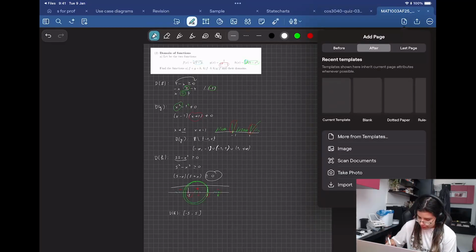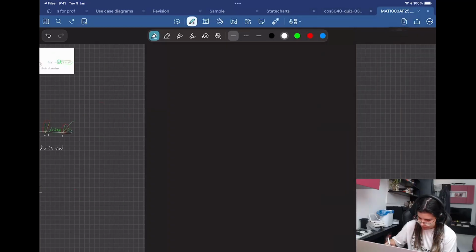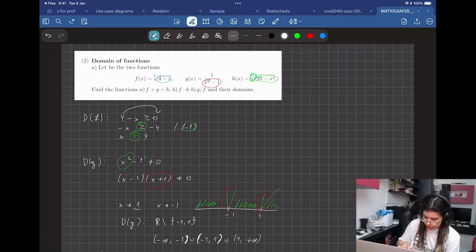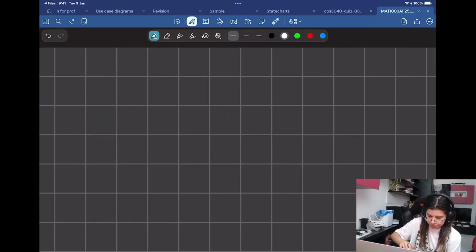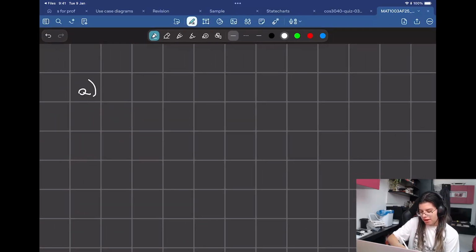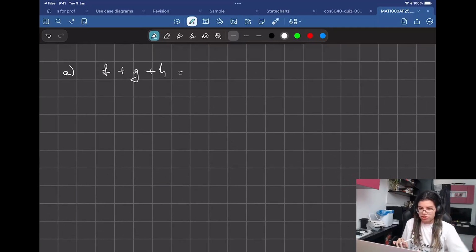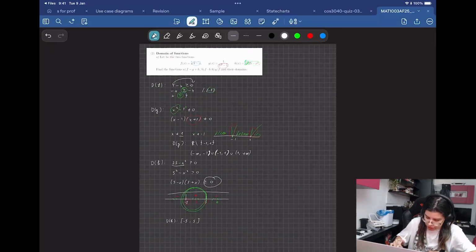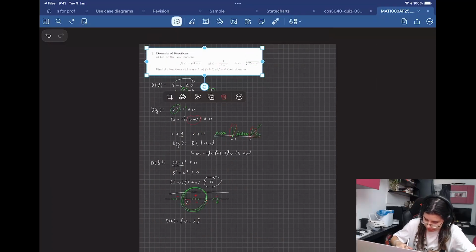All right, can I? Okay, I'll just switch to a new page. So our first task for part A is to find f plus g plus h and the domain. So f plus g plus h is just the sum of the three functions. You know what? I'll just copy this so that I have it on the other page as well.